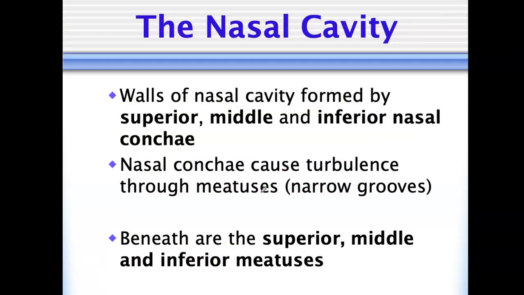Also beneath the superior, middle, and inferior conchae are the meatus. So the conchae is the hill, essentially, and the meatus is the valley.